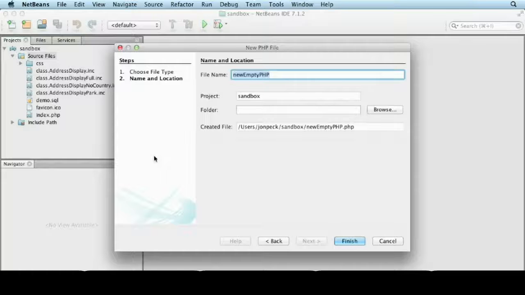For readability, let's name the file containing the example class something logical, class.address.inc. I am using the extension inc, short for include, to indicate that this file is intended to be included and not executed on its own.